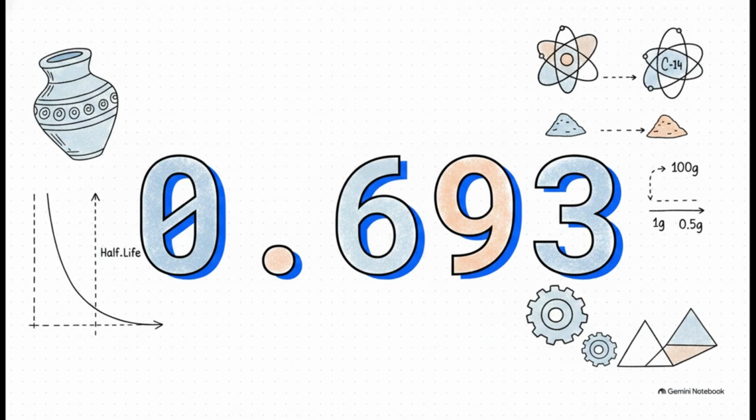Now, when we're dealing with that negative k in exponential decay scenarios like the radiocarbon dating they use to figure out how old ancient artifacts are, you're going to see this specific value all the time, 0.693.